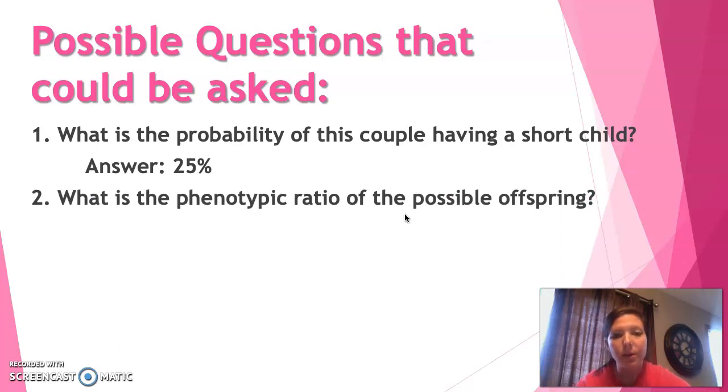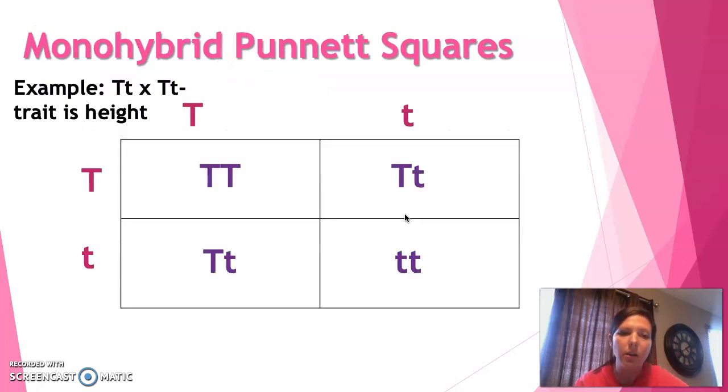What's the phenotypic ratio of the possible offspring? So phenotypic, remember, how many tall compared to how many short? So let's go back. So how many are tall? So remember, anything with a capital letter resembles tall. So 1, 2, 3 are going to be tall, and you're going to have 1 short.